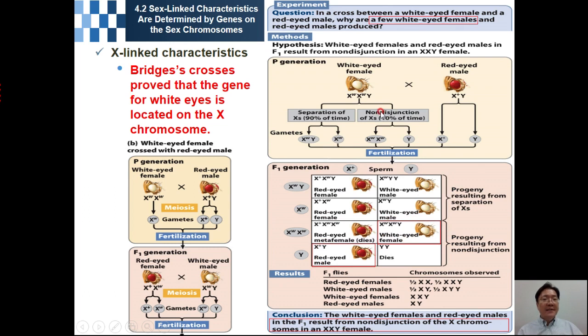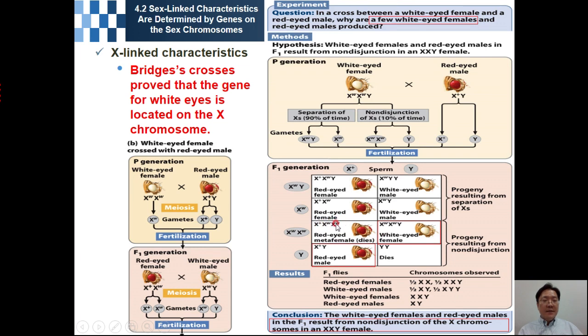Because non-disjunction happens. Usually about 10% of the time non-disjunction happens. So in these cases, they will make one gamete that is XW XW, and one that is Y. So when they make the gamete like this, and also this one, the red-eyed male, they will make X plus and Y. So this is the Punnett square. Okay, in these cases, they will make X plus XW XW.